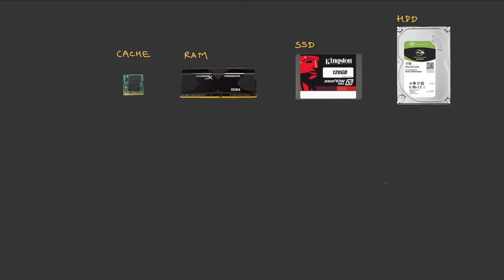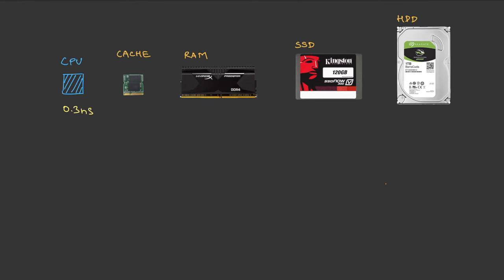And just to give you some perspective on how this works out, let me take some data relevant to 2018. So here we have a cache, then we have RAM, then one SSD and a hard disk. Let me also include one processor. In 2018, the CPU is able to execute instructions at a lightning speed. It hardly takes 0.3 nanoseconds to execute one instruction. So this is the speed of the CPU.